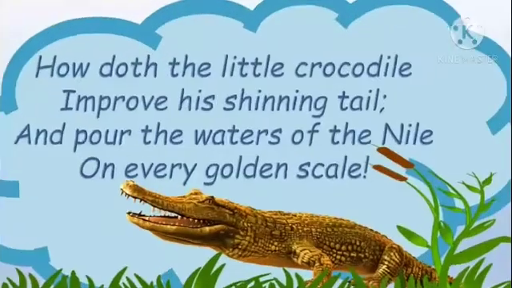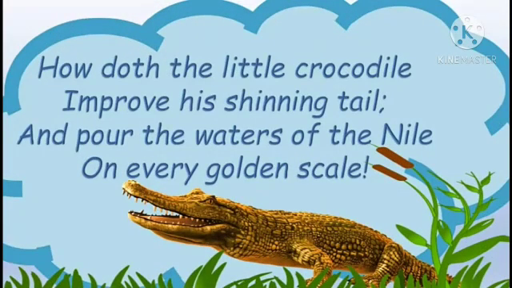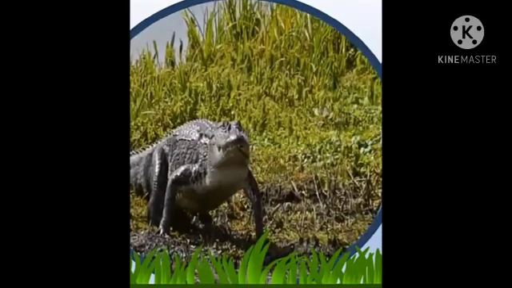Okay, now let us understand each stanza one by one. So, our first stanza is, how doth the little crocodile improve his shining tail, and pour the waters of the Nile on every golden scale. Here the poet is talking about the crocodile. We know now what a crocodile is? Yes. So here the poet is talking about the crocodile that lives in the river Nile. He tells us that the crocodile improves his looks by pouring water on his body, which makes it shine.